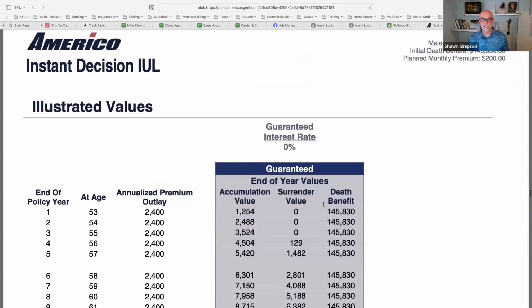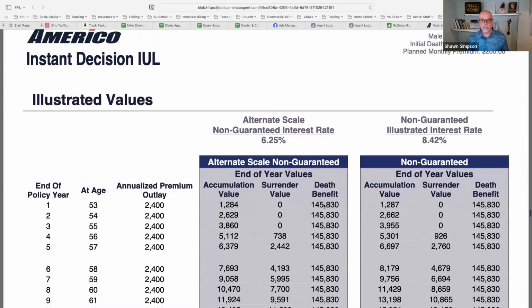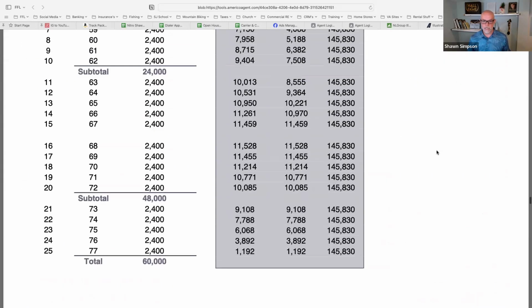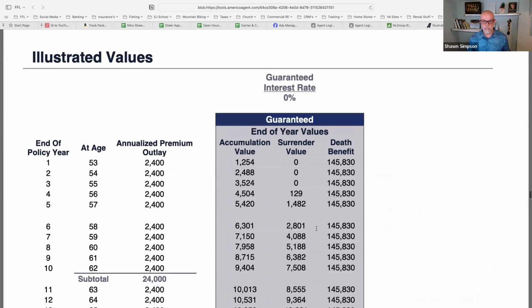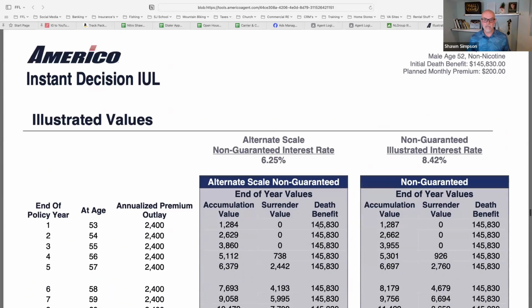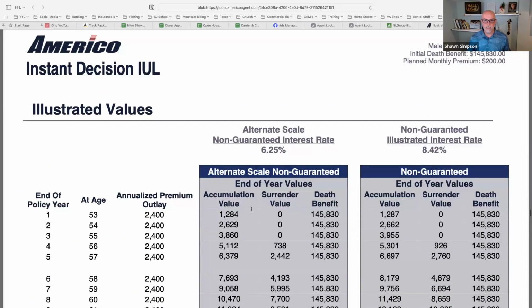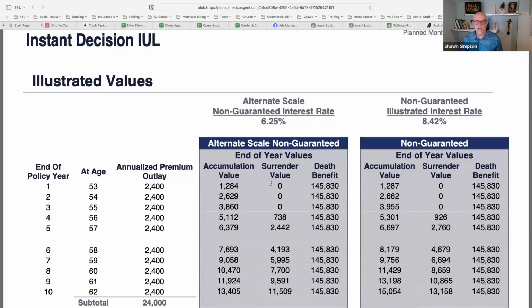We're going to spend a little bit of time here. Then down here is your alternative. We're going to spend a little time there. And here is your current illustrated value right here. We're going to spend most of our time here. Okay. Then again, I would explain what guaranteed is. Make sure that they understand that's worst case scenario. Alternative, this is a lower rate than what's being illustrated. And then the non-guaranteed illustrated rate is what the market is currently doing right now.